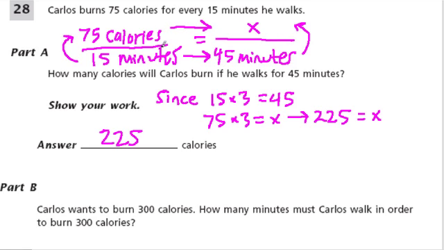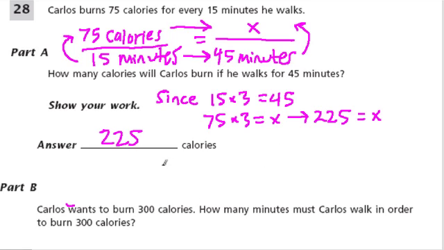So we can check across these fractions in the proportion or up and down. And what we should see is that if they're equal, when we divide or multiply the numerators and denominators in some order, we should get the same number on both sides. And then we get this question where it says, Carlos wants to burn 300 calories. How many minutes must Carlos walk in order to burn 300 calories?